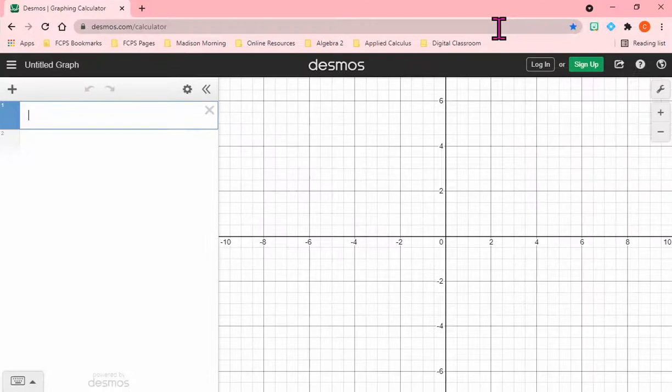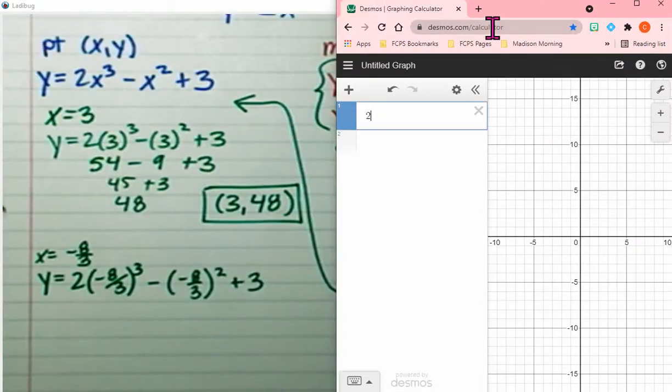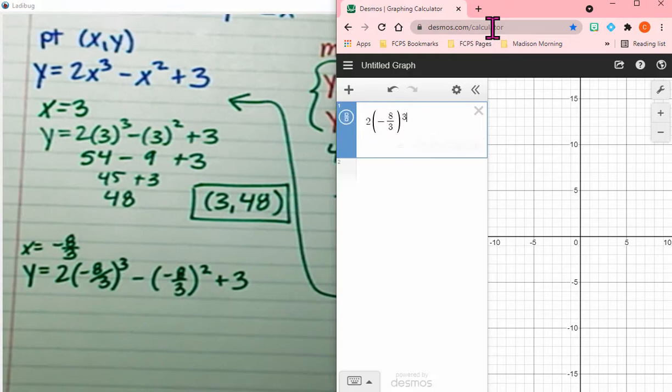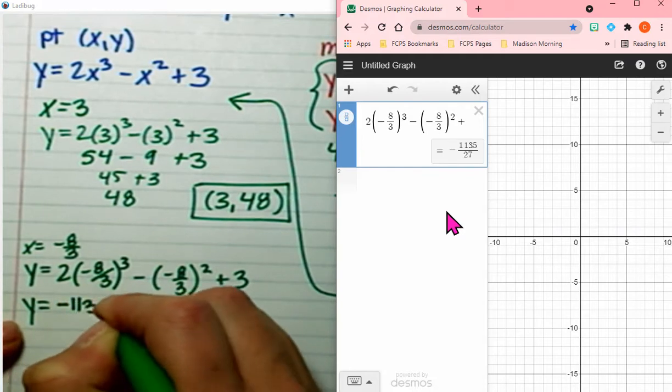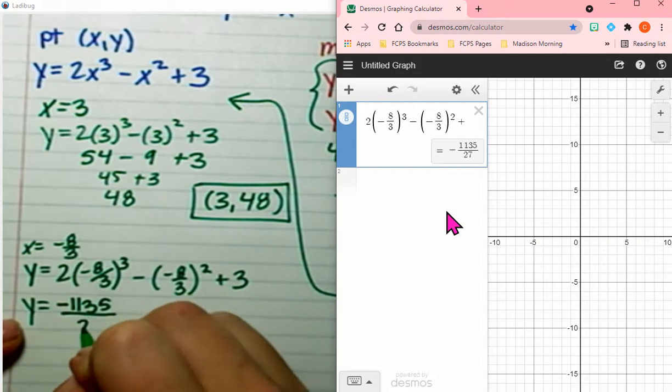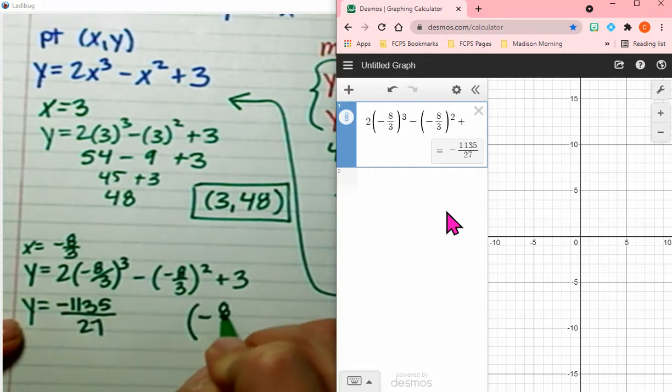Okay. 2 times negative 8 over 3 cubed, minus negative 8 over 3 squared plus 3. Anyone know how to, oh, there it is, fraction? Haha, fraction button. Perfect. So y equals minus 1135 over 27. Okay, so here's my other point.